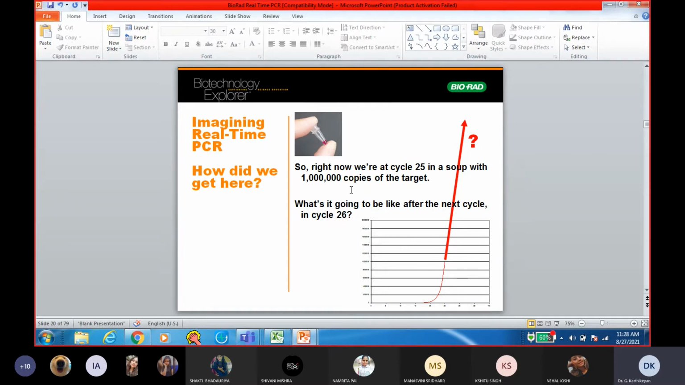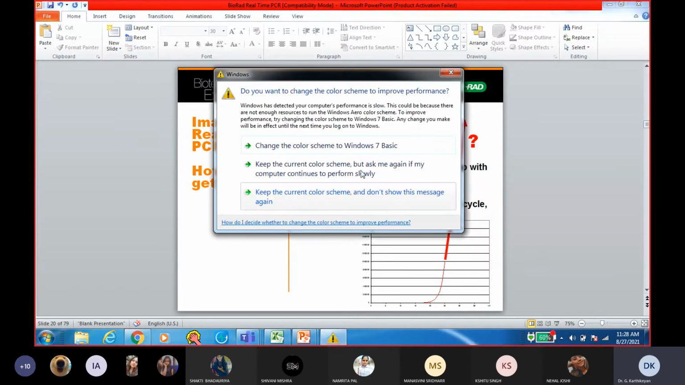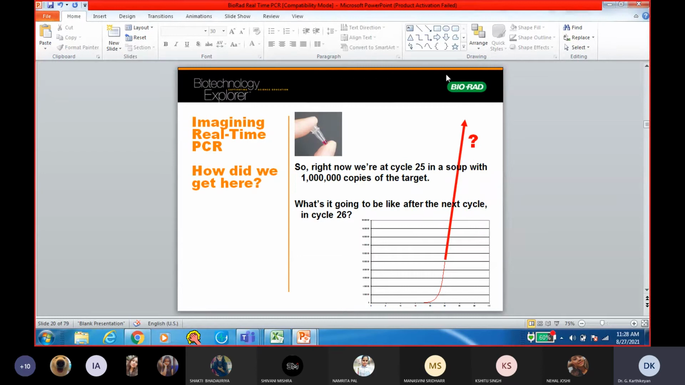So as the cycle number increases, the primers get consumed. Taq polymerase is stable, but the primers get consumed. The dNTPs get consumed. So at some point, there is no longer an exponential increase. Got it? You cannot have exponential increase forever.